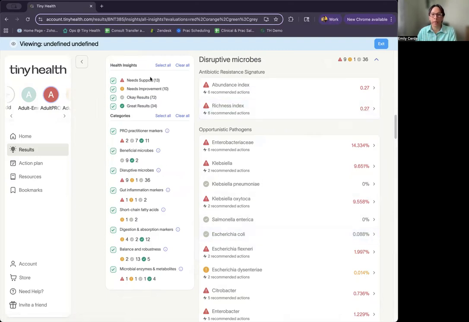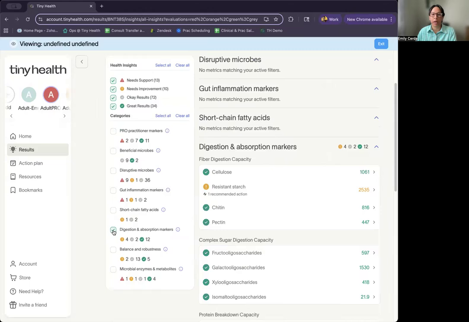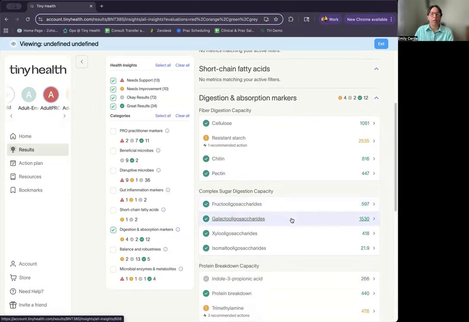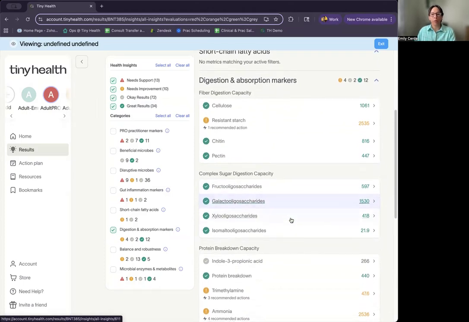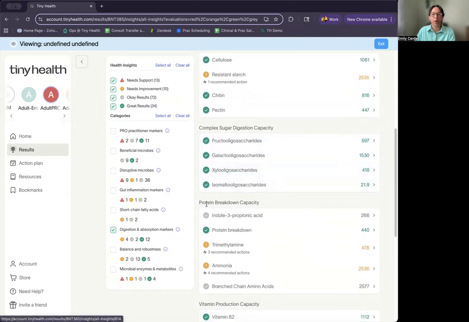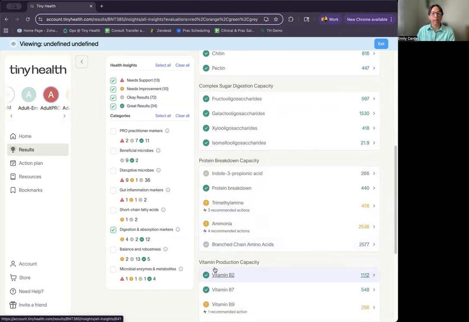A quick way to get to digestion and absorption is just to come to this left side menu and check that box. So digestion and absorption markers here. You will notice fiber digestion capacity, complex sugar digestion capacity, protein breakdown capacity, which I'm going to do in a separate video. So go check that out in your practitioner resources modules. And then vitamin production capacity.